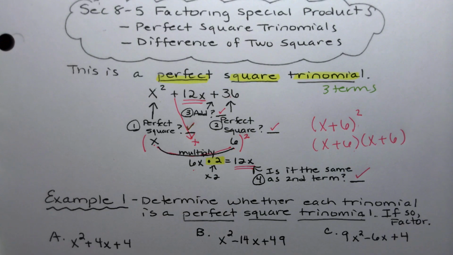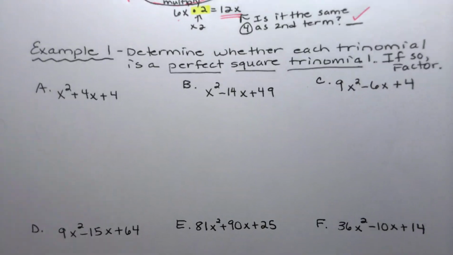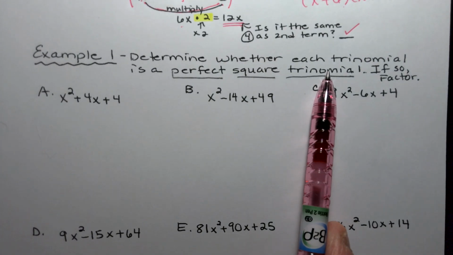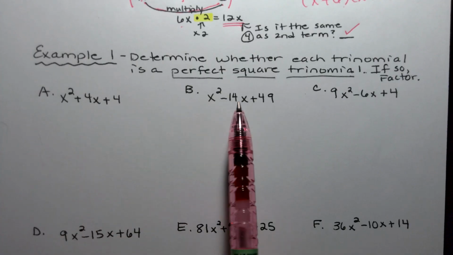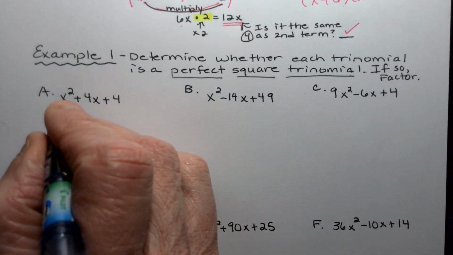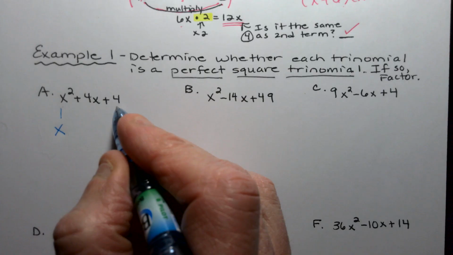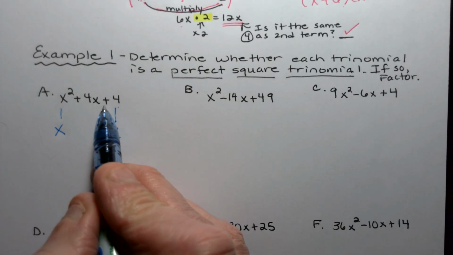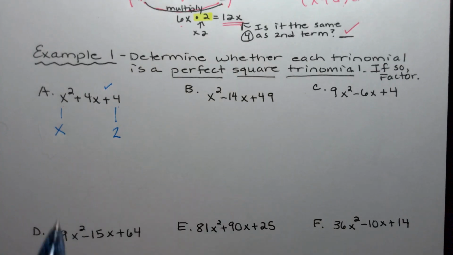Okay, so let's try that again here. Determine whether each is a perfect square trinomial, and if so, factor it. First of all, they should have 3 terms. If they don't, the answer is no. 1, 2, 3, 1, 2, 3, 1, 2, 3. Yes, they're all trinomials. Now we have to do the 4 checks. Is that a perfect square? Yes. Square root of x squared is what? You write it. x. Is that a perfect square? Yes. 2. Is that a plus sign? Check. So I've done 3 checks.